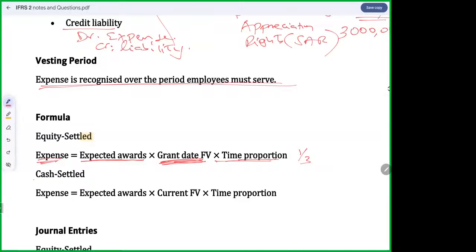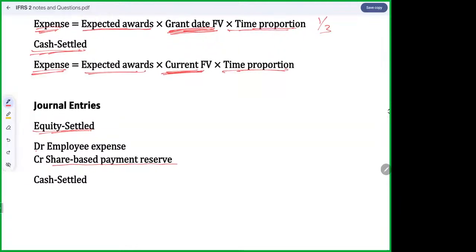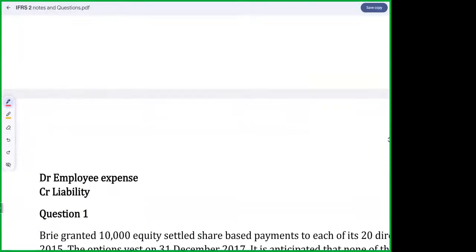How about if it is cash settled? How do we calculate this expenditure? Take the expected awards in Kenya shillings, and because it is cash settled, we multiply this always, because we must keep on remeasuring, by the current fair value times the time proportion. Journal entries, I've already shown you this. If it's equity settled, we shall be giving you shares: debit employee expense, then credit equity, or what they are calling share-based payment reserve. How about cash settled? You debit employee expense, and then you credit liability.